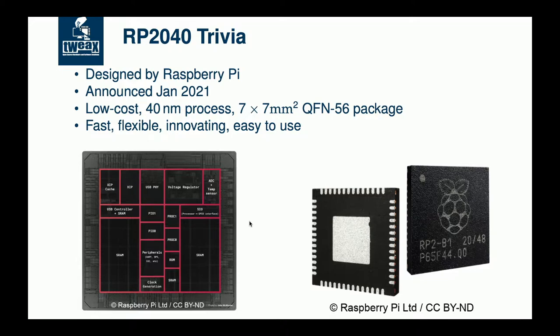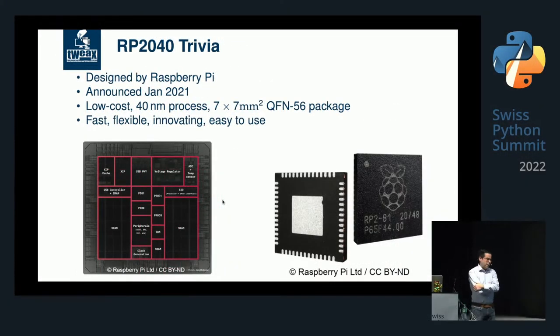The RP2040 is a microcontroller. It got famous not only because it made it onto the badge of DEF CON this year, but also because it is the first silicon developed by Raspberry Pi, which I believe everybody knows. And with these products there are always a lot of trade-offs to be made. I hope I can convince you that they really rolled out a microcontroller that is low cost, fast, and innovative. And so it's really a nice thing to play with.